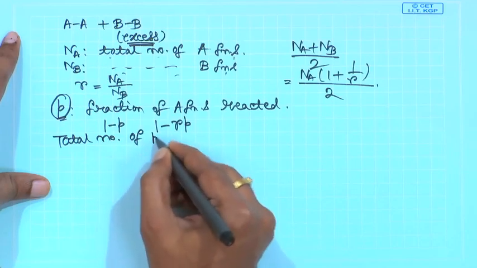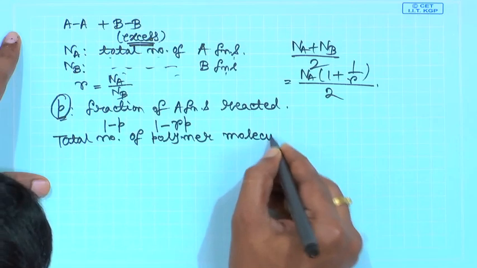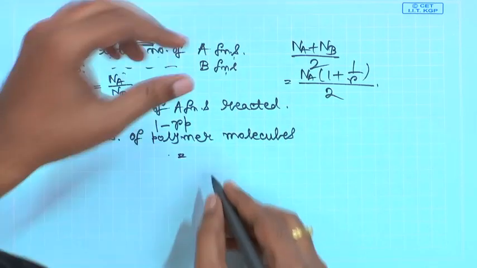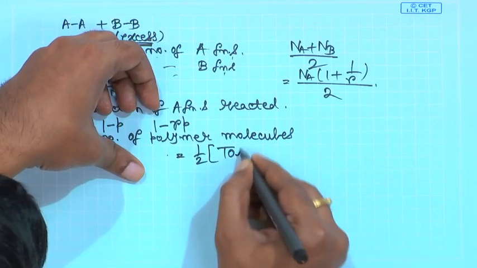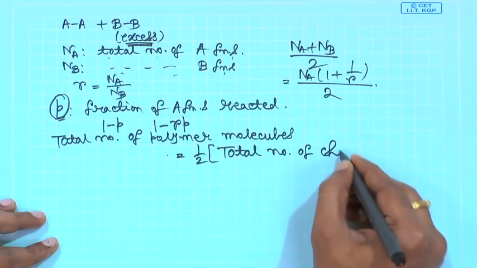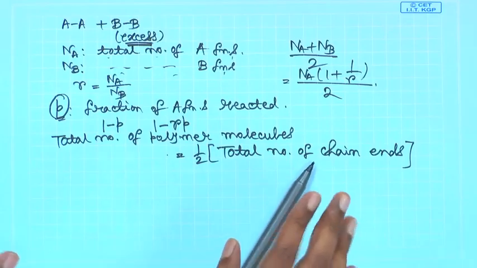Total number of polymer molecules at this point will be equal to half the total number of chain ends. If you have one polymer, it has 2 chain ends. So, if you can count the number of chain ends, then you divide by 2 and you find the total number of polymer molecules. So, what is the total number of chain ends?